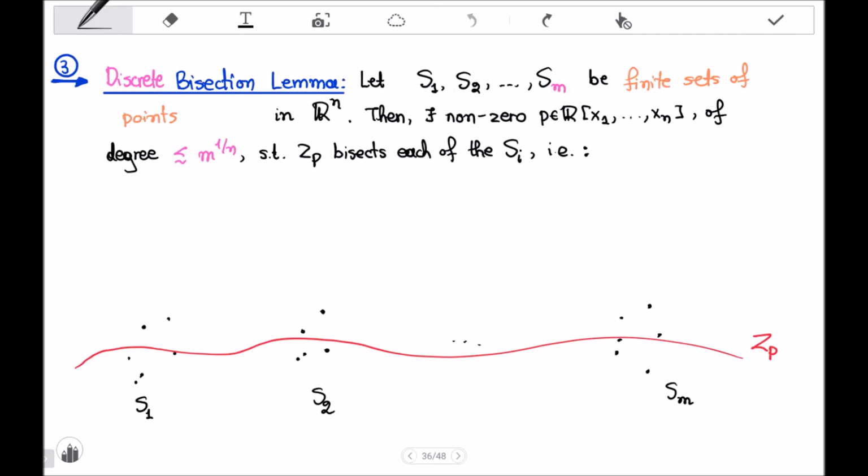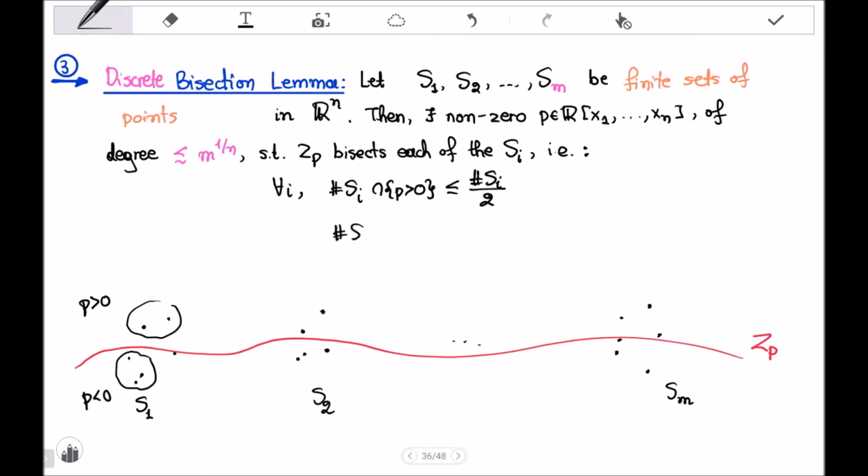And now we need to be careful about what bisection means. It means that for every set, so say this one, you look again at the part where the polynomial is positive and the part where the polynomial is negative. And in each of the two, you have at most half the points of Si. So the number of points in Si where the polynomial is positive is at most half the points of Si. And the number of points in Si where the polynomial is negative is again at most half the points of Si.